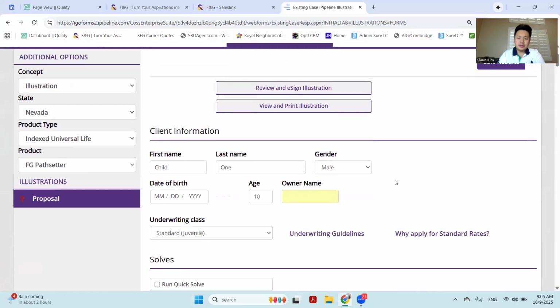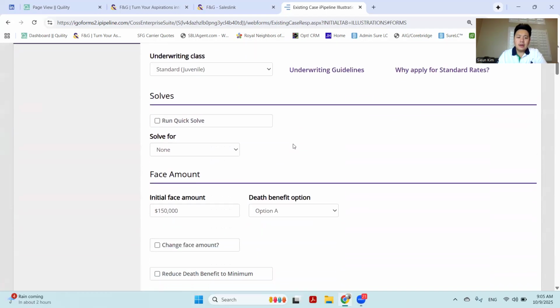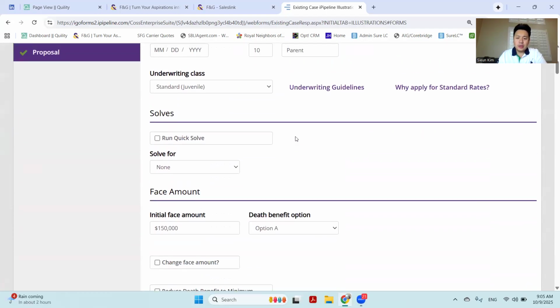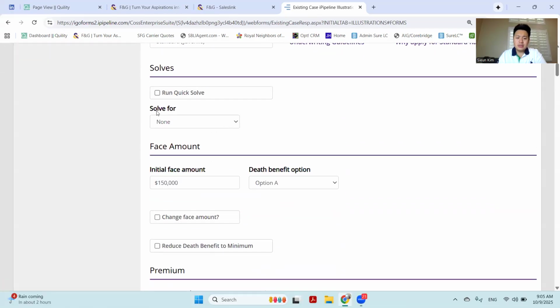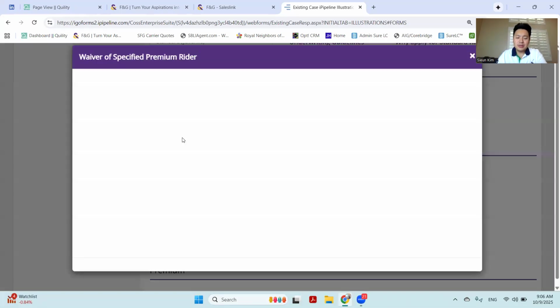And this is the illustration platform. And I'm just going to put parent, but this is where usually your client's name goes, the parent or the grandparent of the child. And then when you scroll down, this is where it's very important. Under solves, it says solve for, and it has none. So what I typically do is if you wanted to max fund the policy for the client, and also generate good income in the future, then max accumulation income is a great solve.